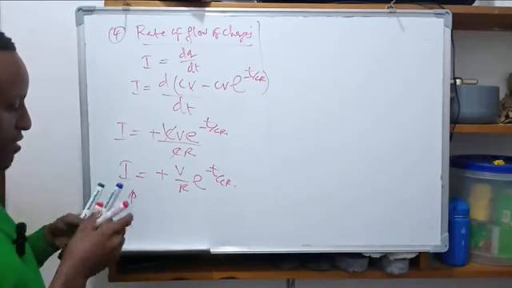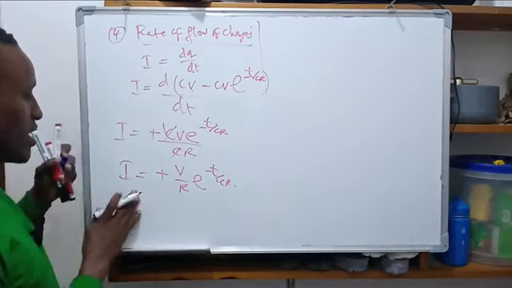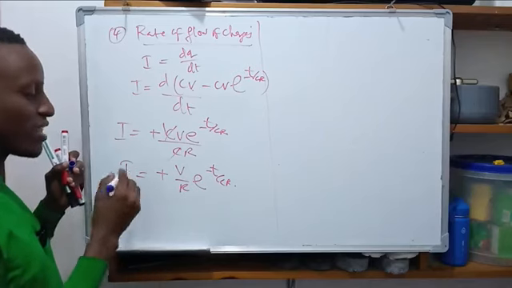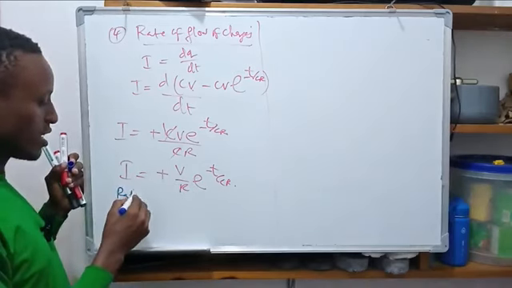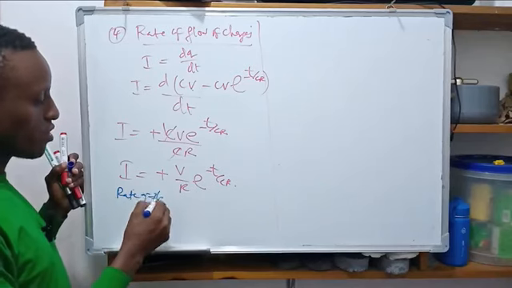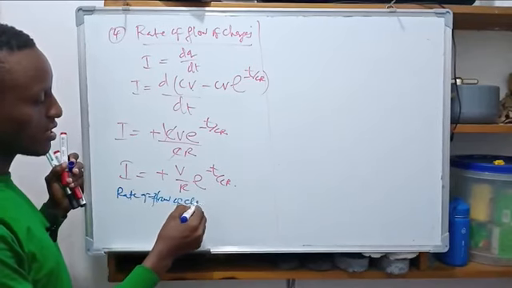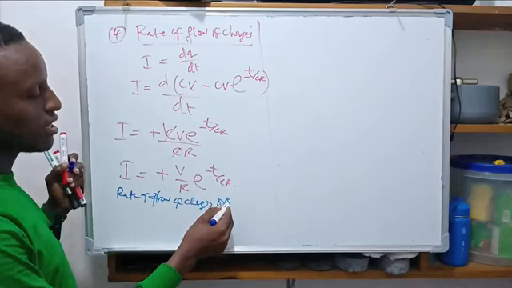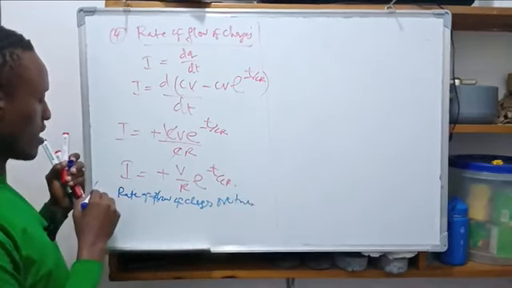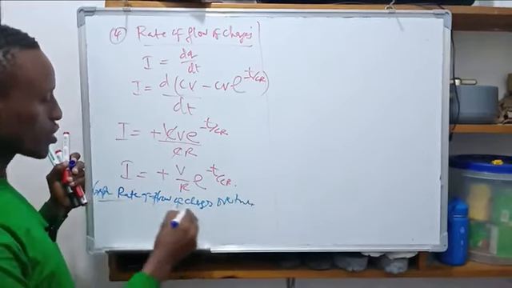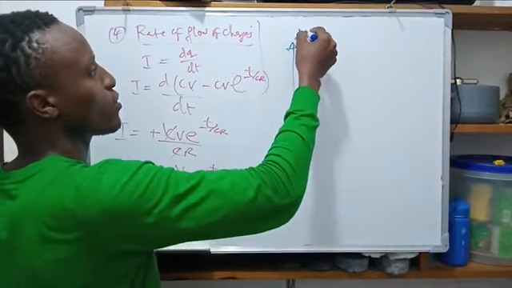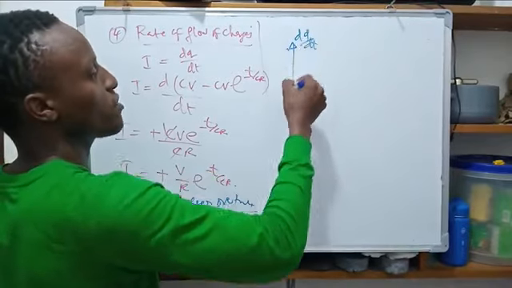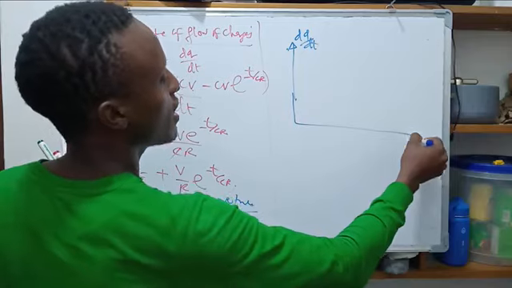The nature of the graph. This is the graph now: the graph of the rate of flow of current with time. So, the rate of flow of charges over time. What's about the graph now? We can just draw it like this. This is the rate of flow of charges, the charges flowing per time.